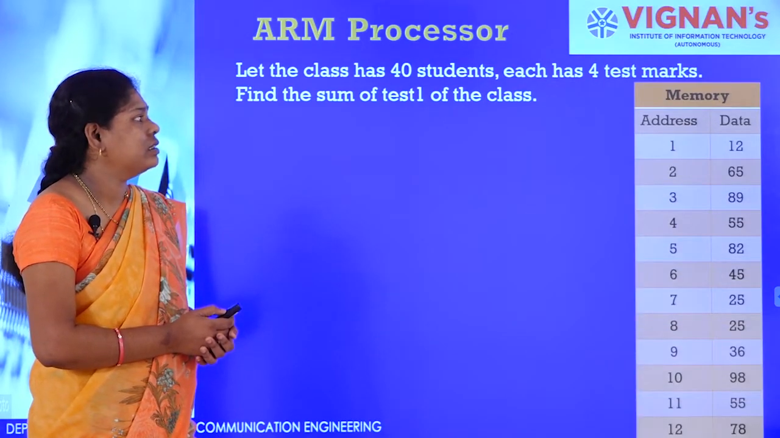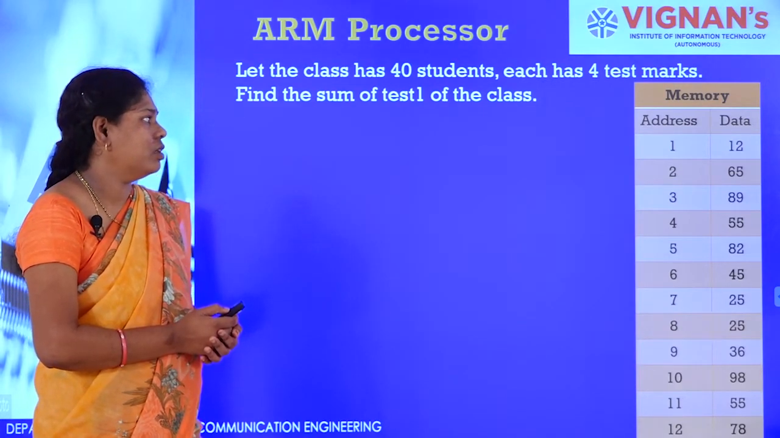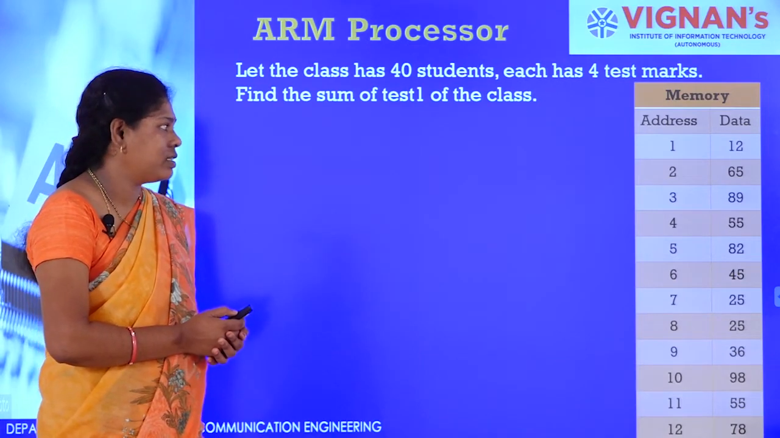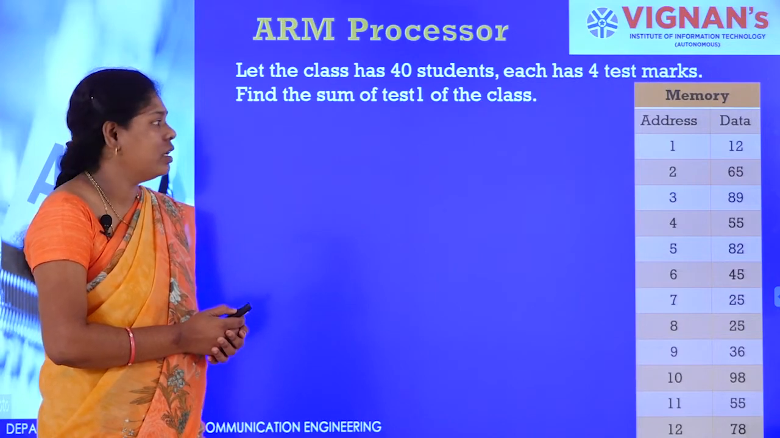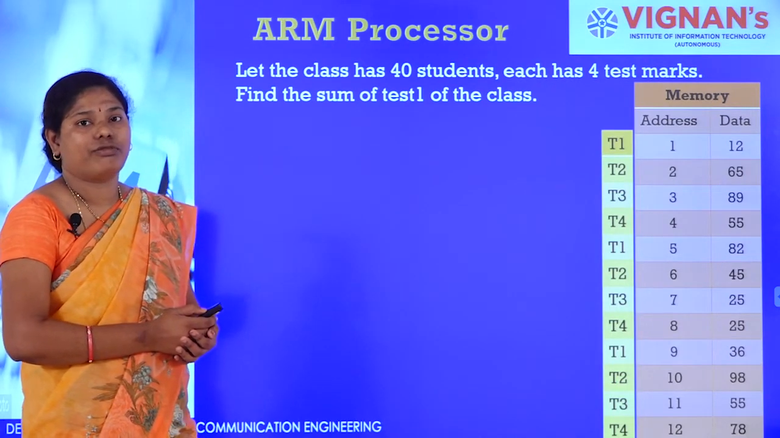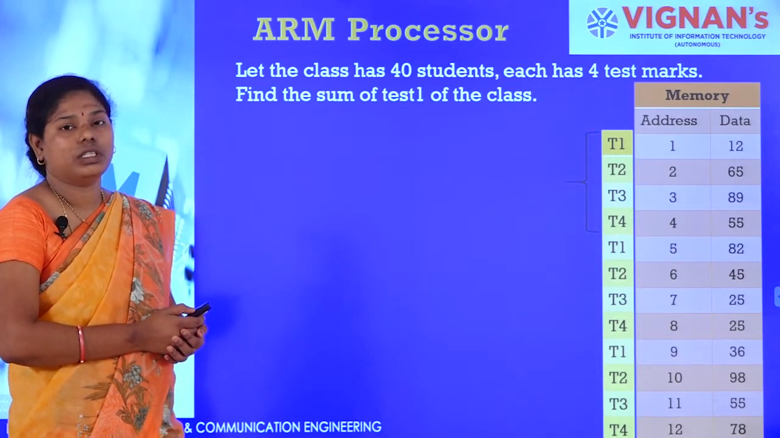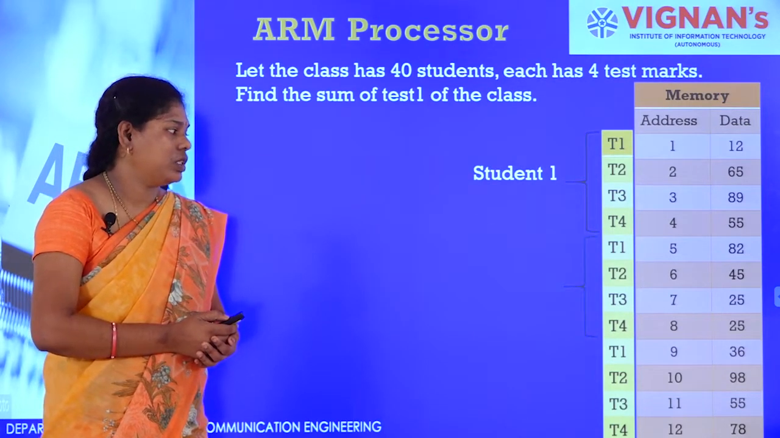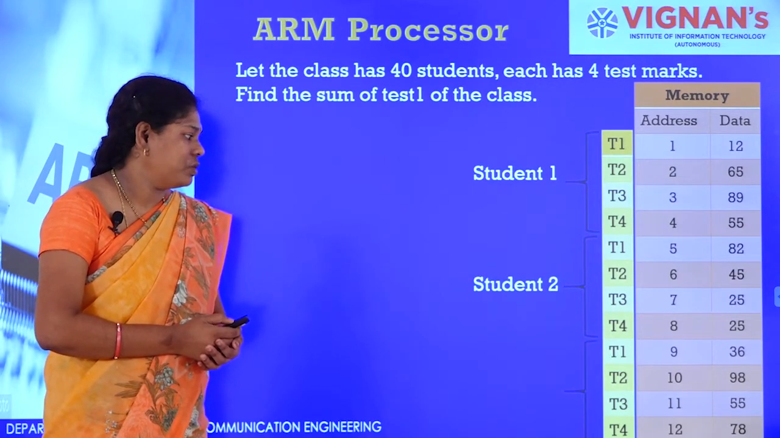Okay. Let us consider each student has 4 test marks. Here the address 1 has the data 12, that is the test 1 marks, and address 2 has 65, that is the test 2 marks. Okay. Test 1, test 2, test 3 and test 4. Similarly, T1, T2, T3, T4 is for student 1, and the next T1, T2, T3, T4 is for student 2, and the next one is for student 3.